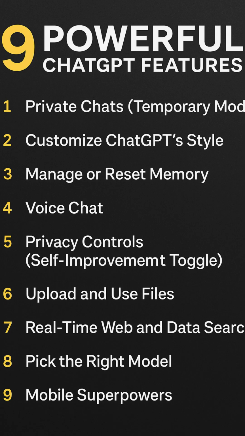And speaking of control, that brings us to managing its memory. The source mentioned options to manage or reset memory. Yeah, this is important. By default, ChatGPT learns from your chats to try and be more relevant over time. Which can be useful, but you can turn it off. You have pretty fine-grained control. You can switch off the memory feature completely, or you can delete specific past chats it might remember, or wipe the whole slate clean, everything it remembers about your interactions.